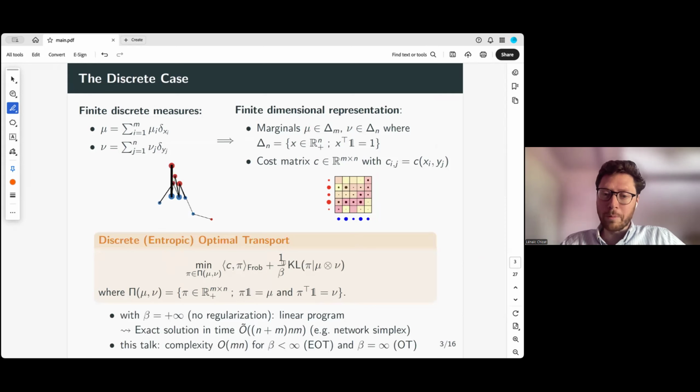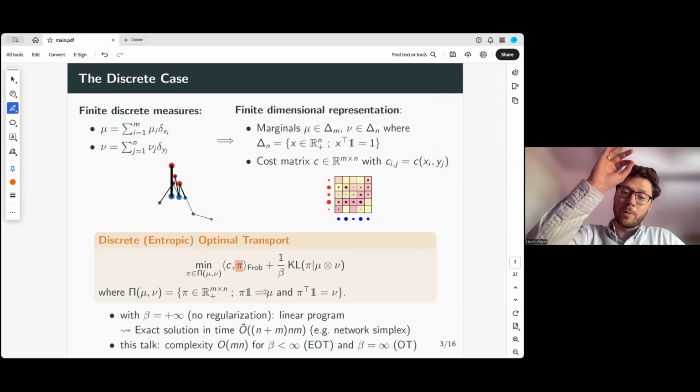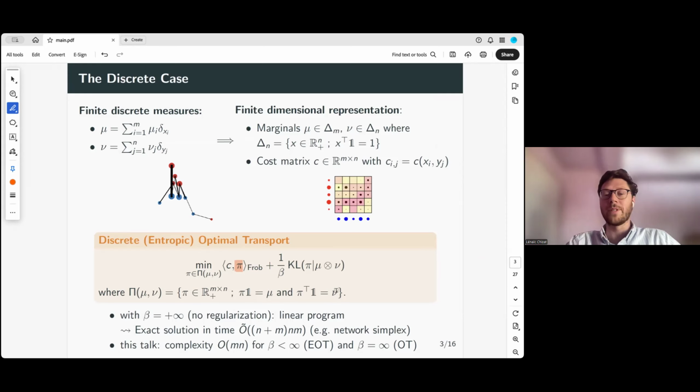So here I also wrote the entropic case with this additional penalization. So the transport cost now is just the Frobenius inner product between two matrices, the cost matrix and the transport plan matrix pi, which lives in this set of transport plans, which in this discrete setting will be matrices with positive entries, such that the sum over the rows gives the probability vector representing mu, and the sum over the columns gives nu. So these are these kind of solutions that we are looking for, which we will call still pi.